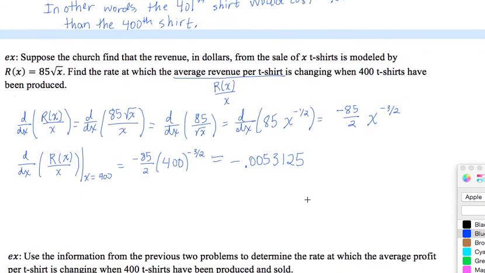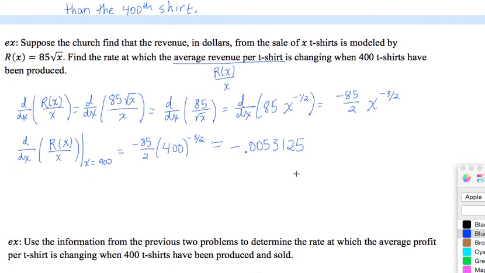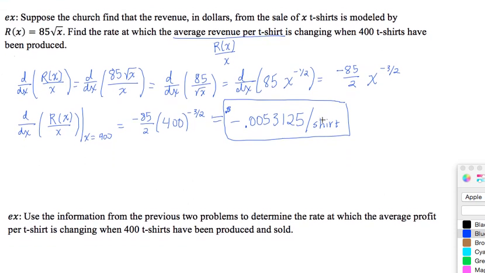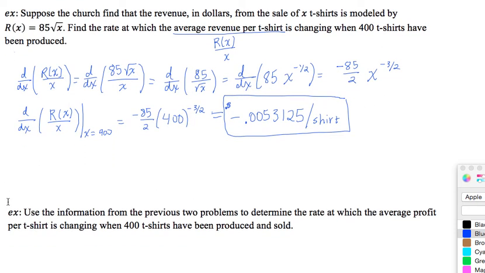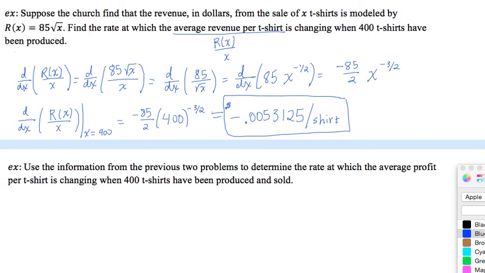So revenue is actually decreasing at that point, which is kind of interesting. Revenue is decreasing as more shirts are made. Let's put some units on it: dollars per shirt is the rate at which the average revenue per shirt is decreasing, because it's negative, when 400 have been sold. In this case, x, when you're talking about revenue, is the number of shirts that have been sold.